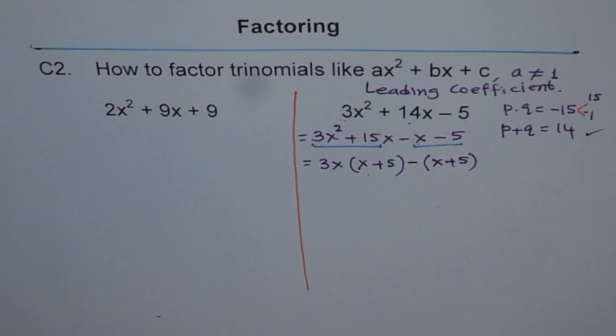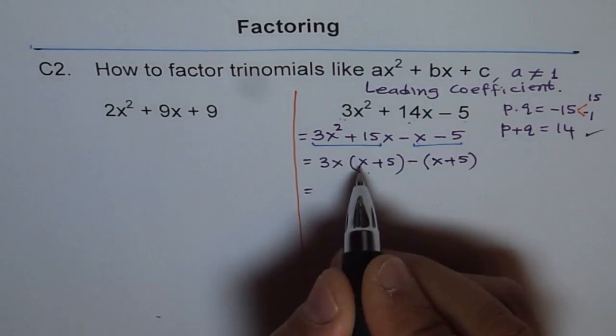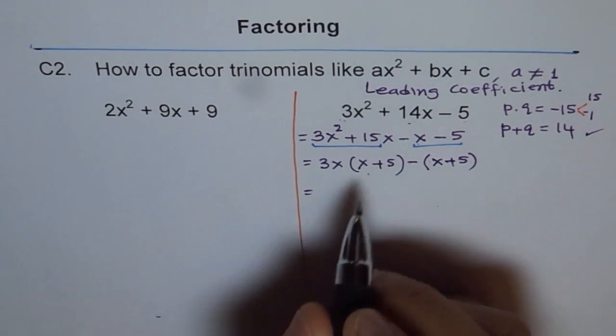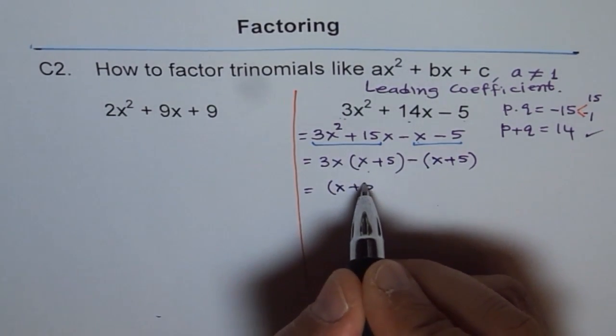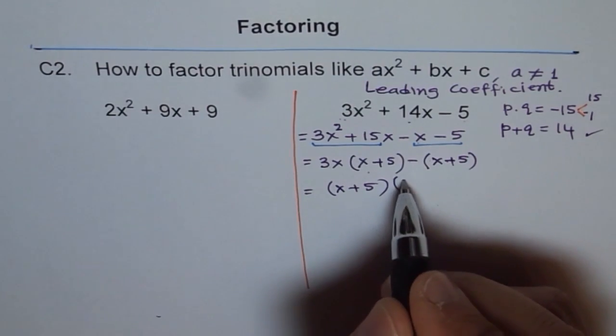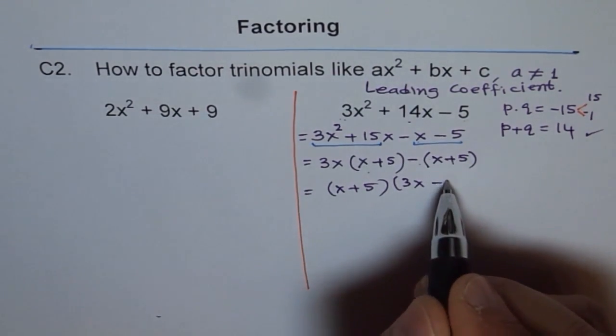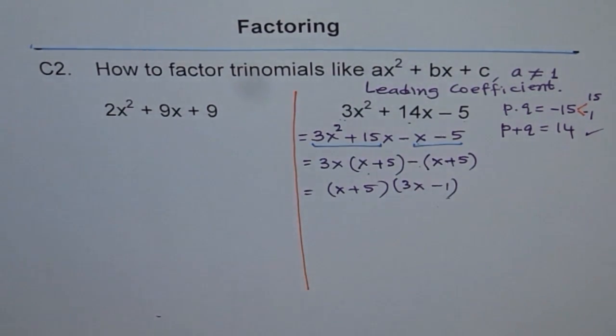So we see that the expression is exactly the same expression. So these are two equivalent expressions. Now from here, we can take x plus 5 common. So we get x plus 5 and we are left with 3x and here -1. So that is the factored form of the given question, correct?